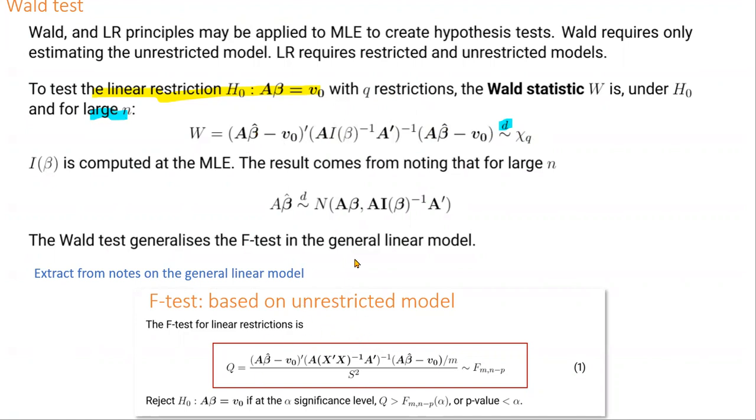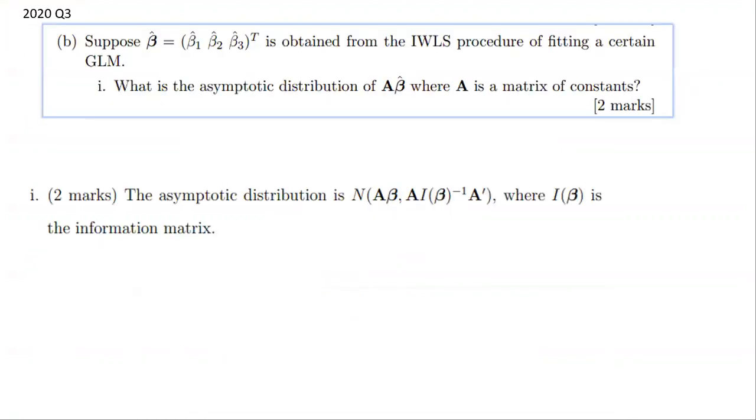And down here, I just remind you. All right, so an example. What is the asymptotic distribution of a matrix of constants times beta hat, where beta hat is obtained by IWLS for a certain GLM? Well, there's your answer. I don't need to explain this because this is from part 1 of the course and also in exercise 4.